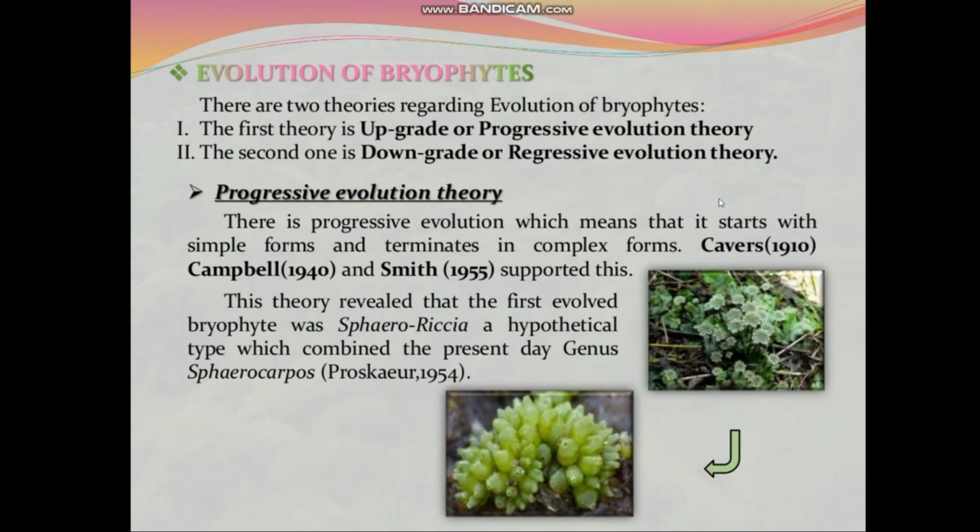Evolution of bryophytes. There are two theories regarding evolution of bryophytes. The first is the upgrade and progressive evolution theory, the second is the downgrade and regressive evolution theory. First, progressive evolution means that it starts with a simpler form and terminates in a complex form. Church, Campbell and Smith supported this. This theory revealed that the first evolved bryophyte was Protohepaticae, a hypothetical type, which combined the present-day genus Sphaerocarpus.